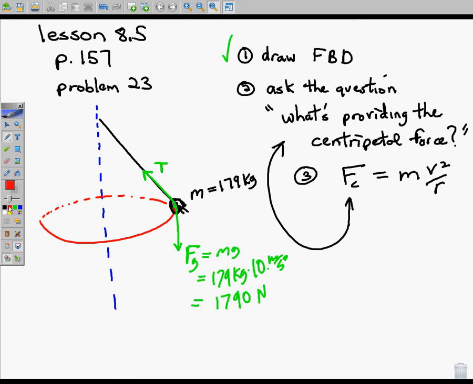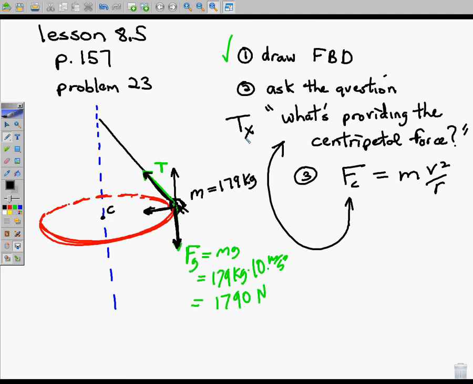Well, if that object is going in a circular path like this, then we know that there has to be an overall force acting inward towards the center of the circle right here, C. So what's providing that inward force? Well, the force due to gravity is perpendicular to that, so there's no part of the force due to gravity that's providing the centripetal force. So that's not doing it. The tension is going to the left, and it's going up. So it turns out to be the horizontal component of the tension. So what's providing the centripetal force? The tension in the x direction. Then we apply Fc equals mv squared over r.